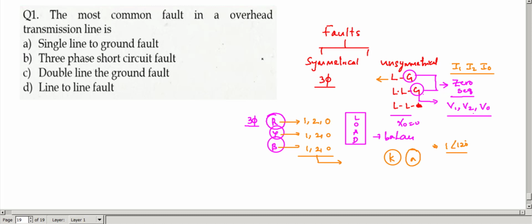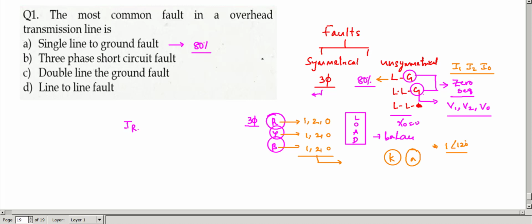Among these, most of the faults that occur in power systems are line to ground faults. 80% of the faults are line to ground faults. The severe fault is the three-phase fault. So the most common fault in a transmission line is the single line to ground fault. In a single line to ground fault, the three sequence currents are equal. So you have to remember these things.